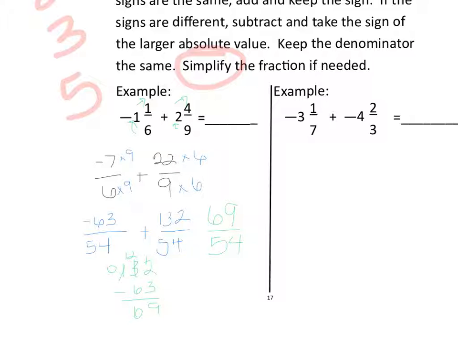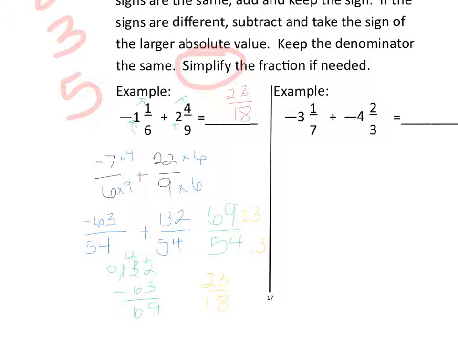But I can look at these and I know that I can simplify by 3, because 6 plus 9 is 15 and 5 plus 4 is 9. 69 divided by 3 is 23. 54 divided by 3 is 18. So we know the answer is going to be 23 over 18.